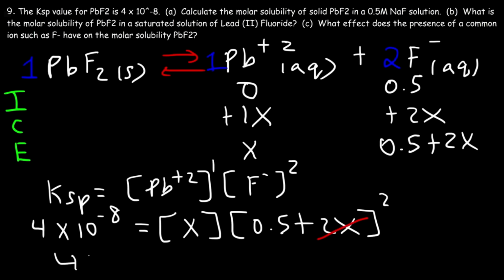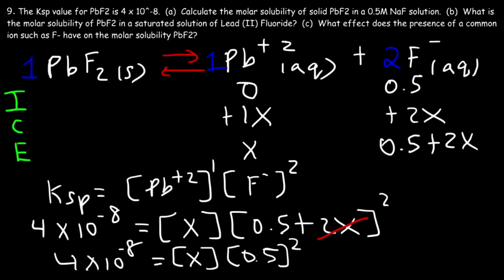So now we have this expression, 4 times 10 to the negative 8 is equal to x multiplied by 0.5 squared. So to calculate the value of x, it's simply the Ksp value, 4 times 10 to the negative 8, divided by 0.5 squared. And so x is equal to 1.6 times 10 to the minus 7.